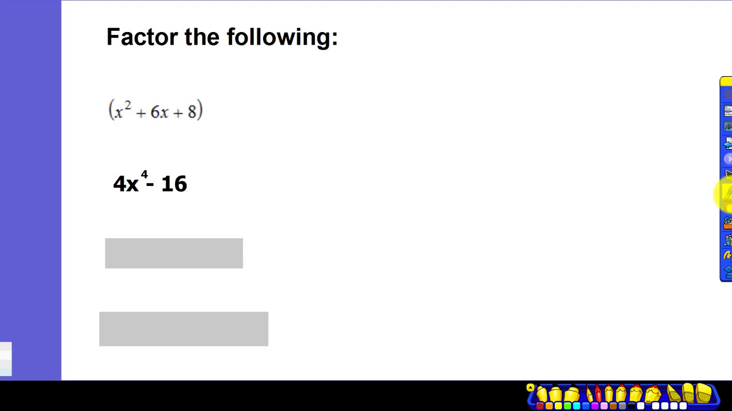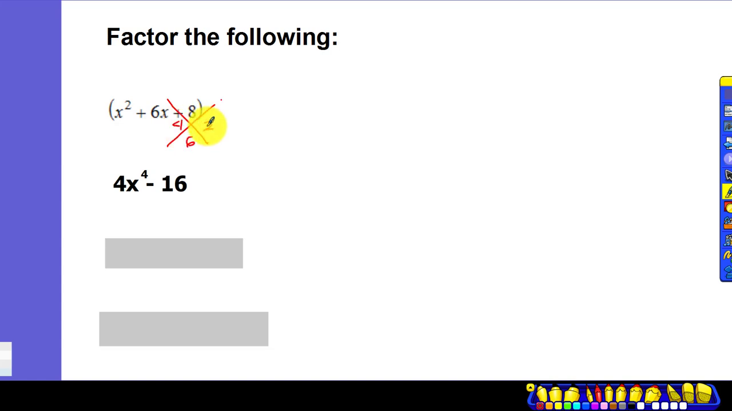So we have a trinomial. There's no GCF. Okay, we know that there's no GCF. I can't apply DOS because we have three terms. So this is a trinomial. We need to get factors of 8. The sum should be equal to 6. So what are those factors that will give you a sum of 6? All right, 4 and 2.